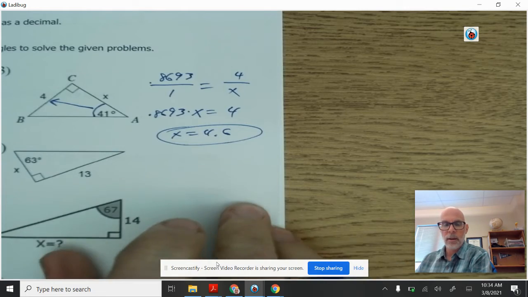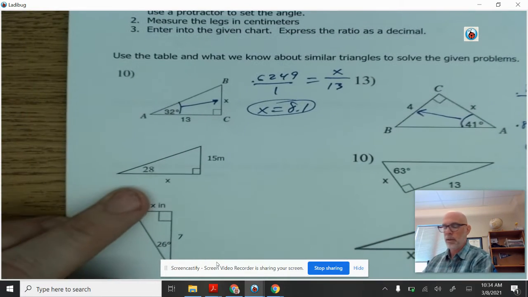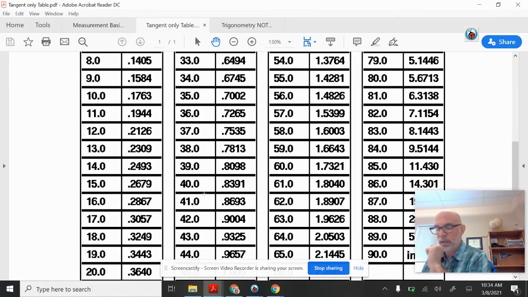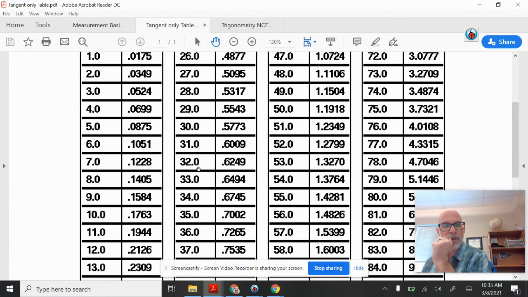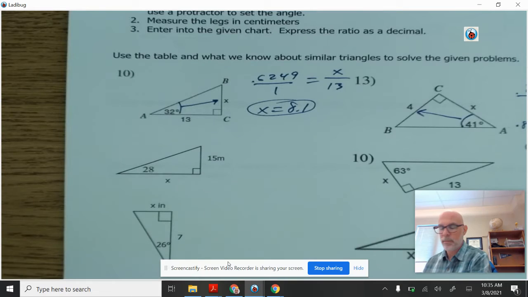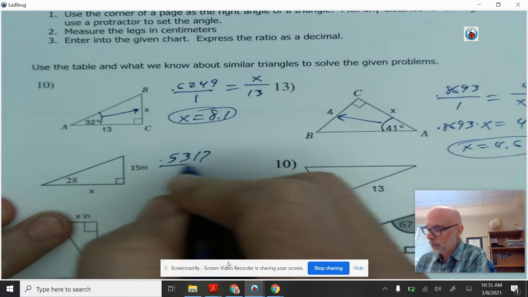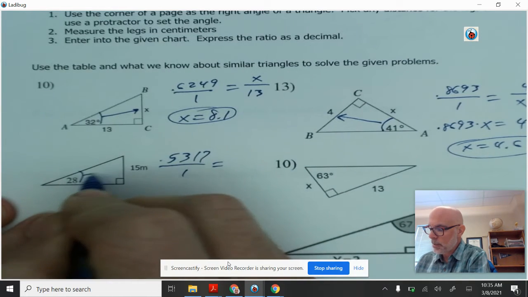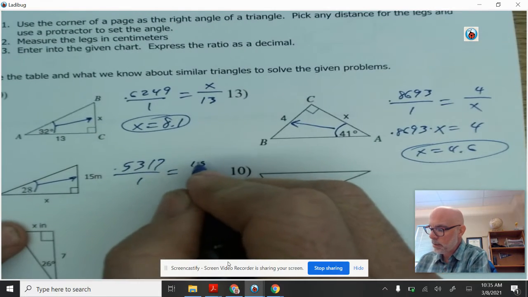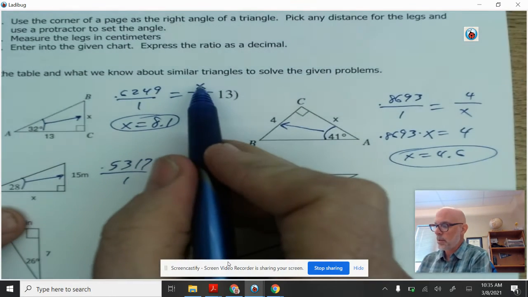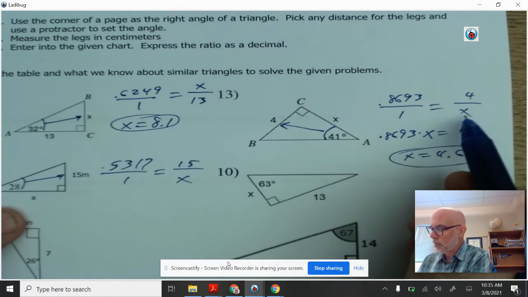So you're going to continue to do these problems and look these up. It's the same thing over and over again. We'll go over here for 28 degrees: 0.5317. And the opposite here is 15, and the adjacent here is x. If you start to look for some patterns right here, you'll figure out that the x is either on top or on bottom.